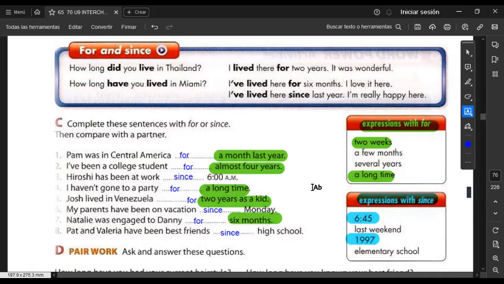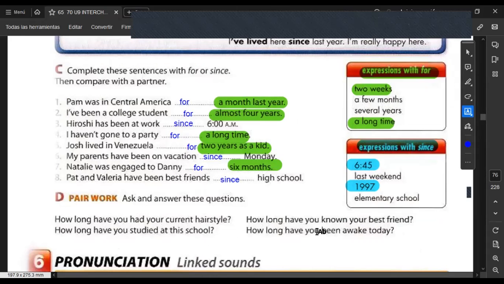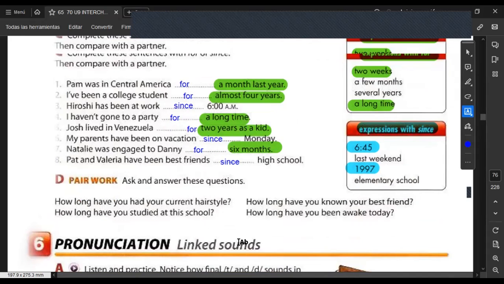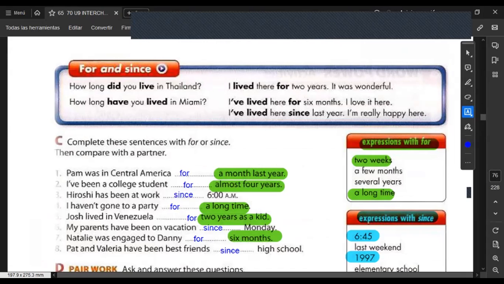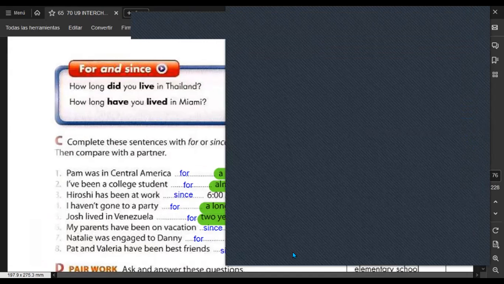Is clear the use of for and since? Yes? Is it clear? Yes, obviously. Okay, no problem. So is it clear? Yes, yes, yes. Okay, I'm going to take attendance. This is the last time I take attendance.